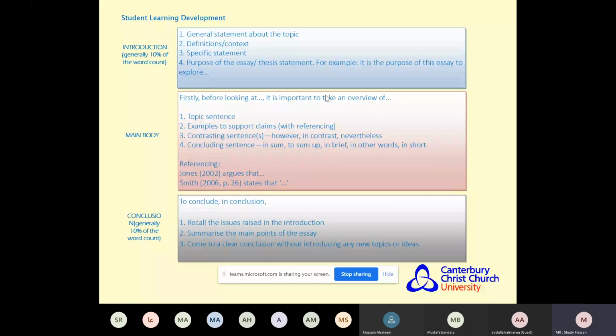And what you have to do in here, you're going to divide your essay into introduction, main body, and conclusion. Okay? Introduction, main body, and conclusion. That's all.